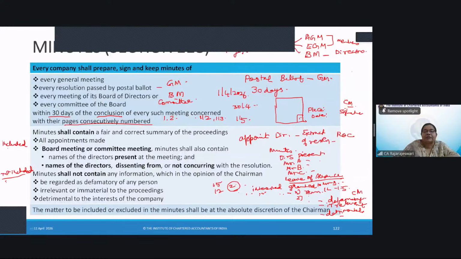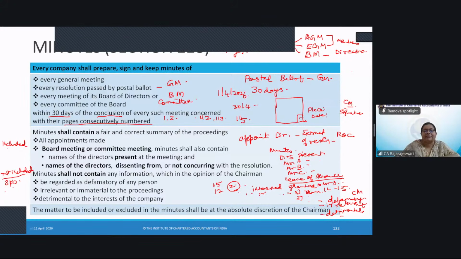In not included, 3 points: it is defamatory in nature, or it is irrelevant or immaterial, or it is detrimental to the interest of the company. Then those matters need not be recorded in the minutes. The chairman has every right, even if it is recorded, to remove that from the minutes, and the balance he will sign.